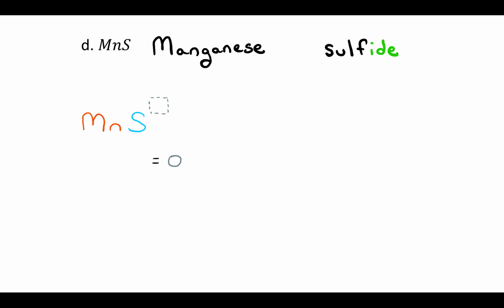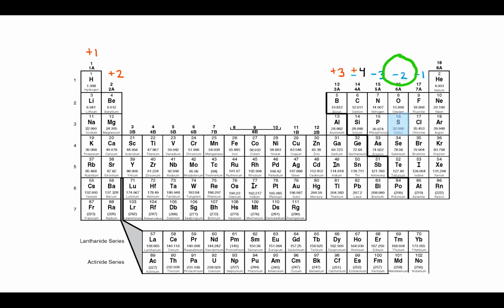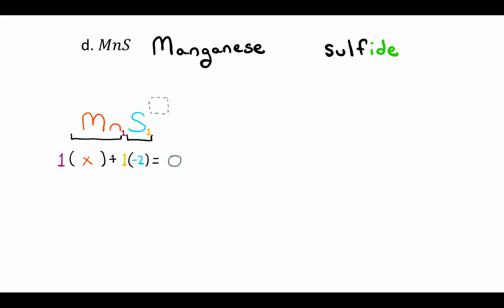Now I have two elements. I have manganese and I have sulfur. Separate those by a plus sign. I only have one manganese because it doesn't have a subscript written in. So I write 1. I don't know the charge on manganese. That's what I'm trying to figure out. So in math, to say I don't know, you write x. I only have one sulfur. Doesn't have a subscript written in. And the charge on sulfur, because it's in group 6A, is -2. So I'm going to write in -2.